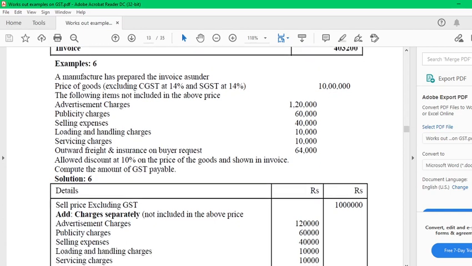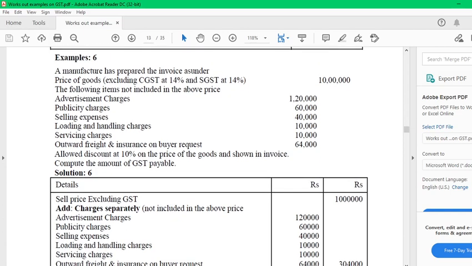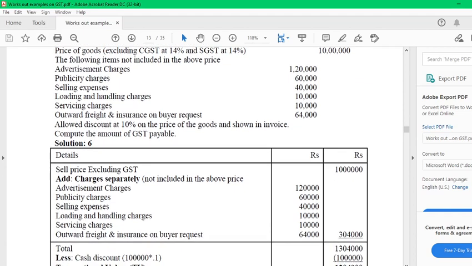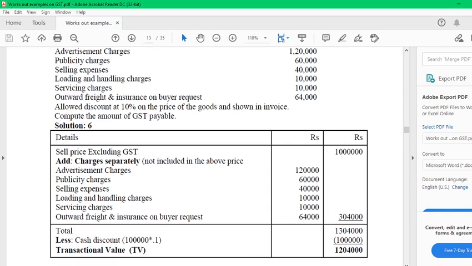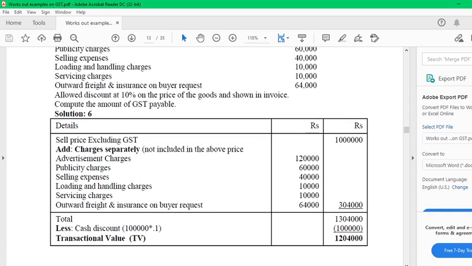Now directly you can take 10 lakh. Whatever charges are not included should be added only. You have to list out once again: advertisement charges, publicity, selling expenses, loading charges, servicing charges, outward freight. All the items you add up come to 3 lakh 4,000. Comes to 13 lakhs 4,000. However, normal trade practice discount is on sales, we make a note of it. On sales, not transaction value. On sales, which is 10 lakhs, comes to 1 lakh discount, so 12 lakhs 4,000.